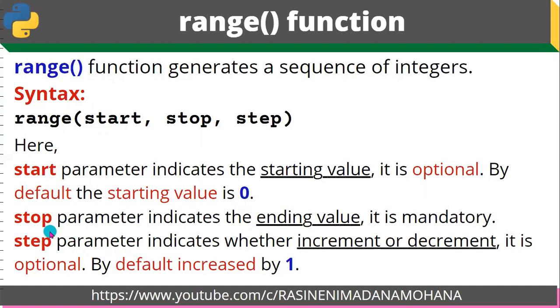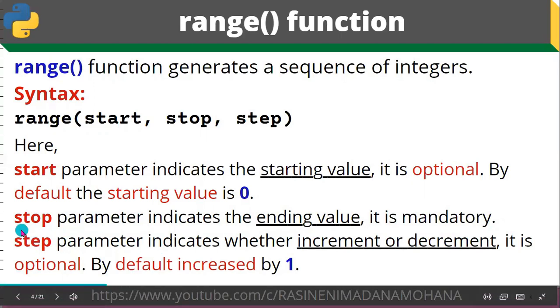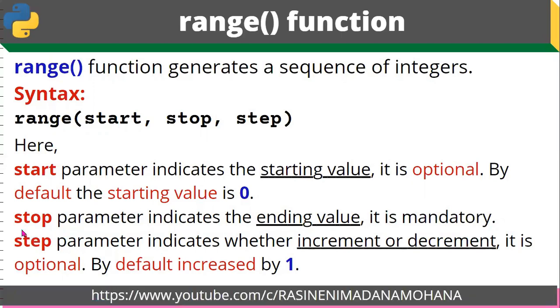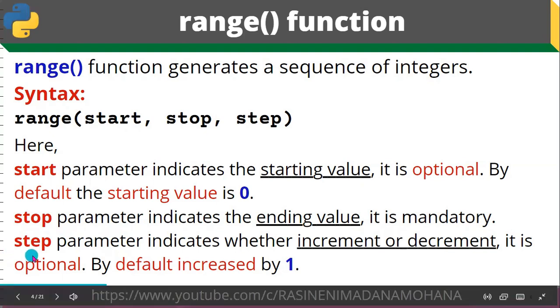Then the second parameter, the stop parameter. The stop parameter indicates the ending value, which is the mandatory parameter. So without start, by default it starts with 0, but without stop you will get an error because the ending value is mandatory. Then the third parameter is called the step parameter. The step parameter indicates the increment or decrement value. It is also optional. By default, it increases by 1, and for decrement, by default it decreases by -1. So that is the increment and decrement value.